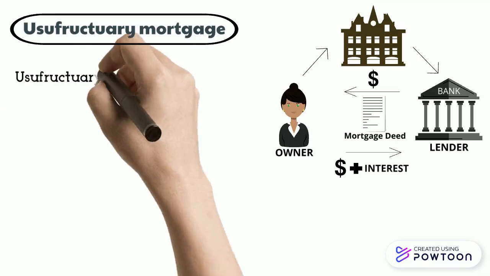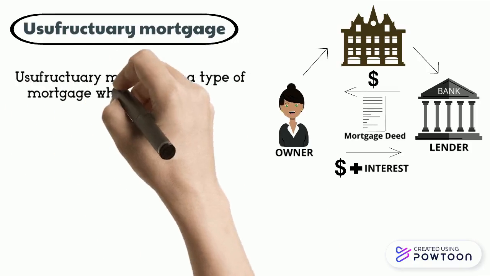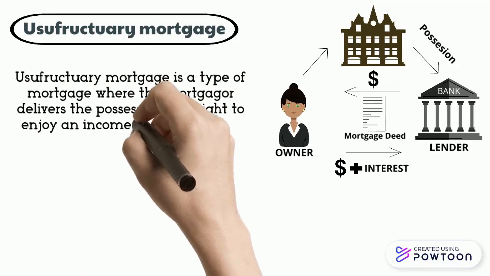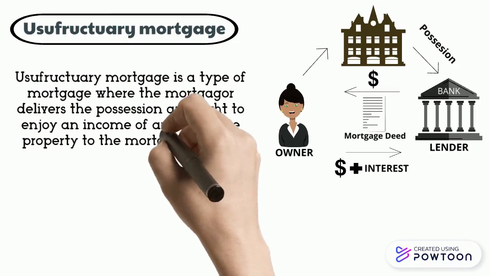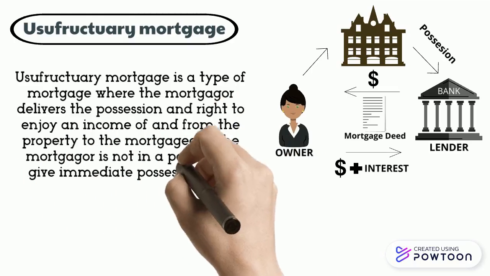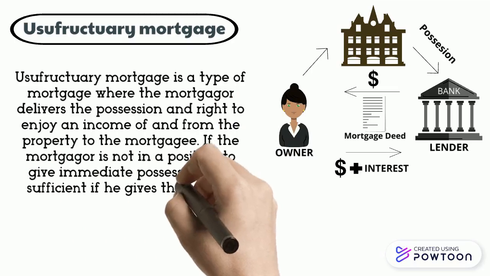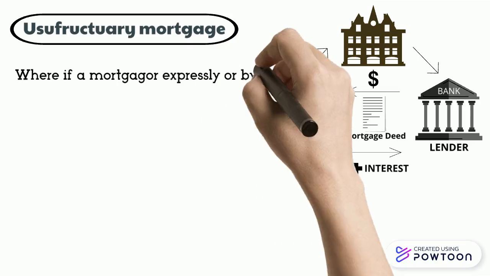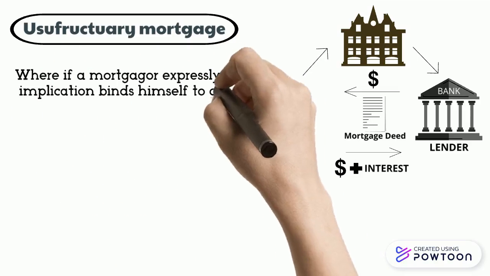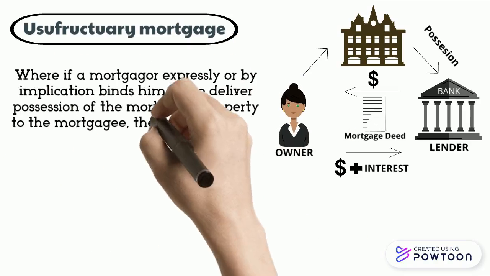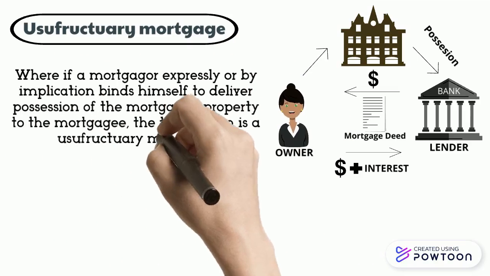Usufructuary mortgage is a type of mortgage where the mortgagor delivers the possession and the right to enjoy an income from the property to the mortgagee. If the mortgagor is not in a position to give immediate possession, it is sufficient if he gives the right to possession. Where a mortgagor expressly or by implication binds himself to deliver possession of the mortgaged property to the mortgagee, the transaction is a usufructuary mortgage, although actual possession has not been delivered.